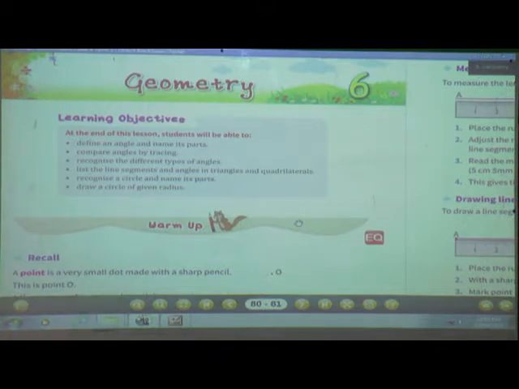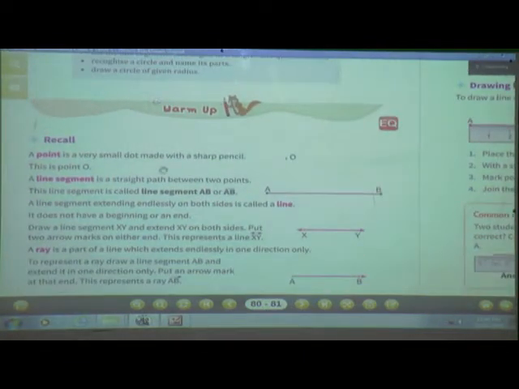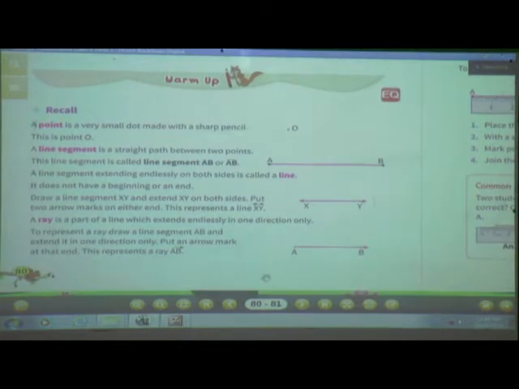So now we will start with recall. You have studied geometrical figures in grade 3. Do you remember? Yes. Again I am going to revise all those things in geometry that we have studied.